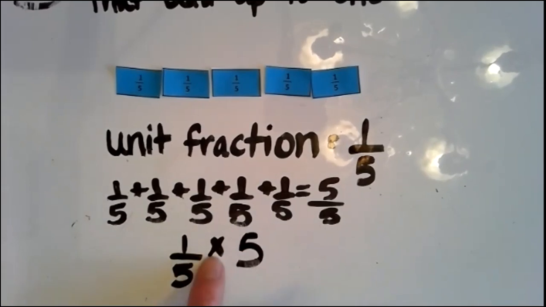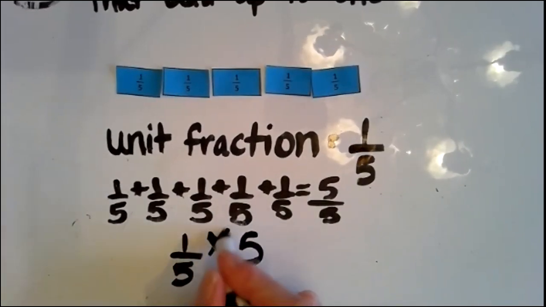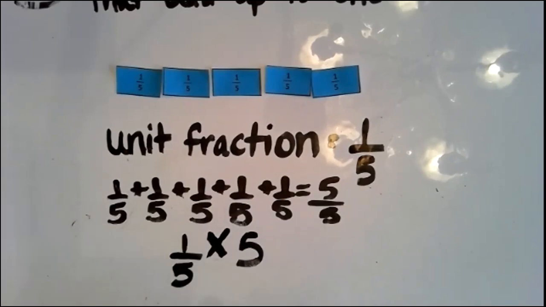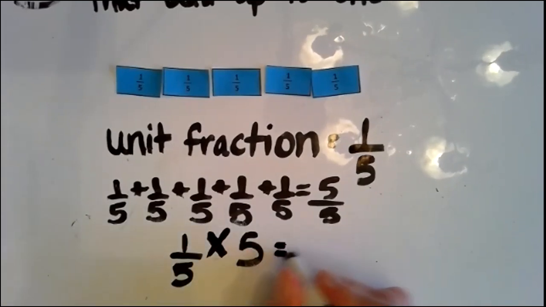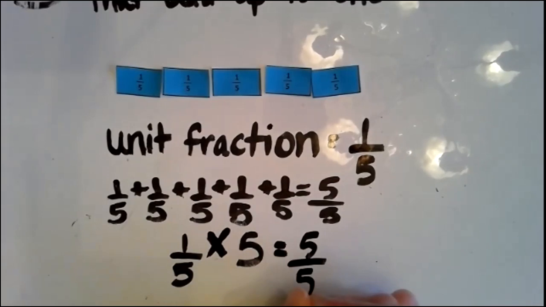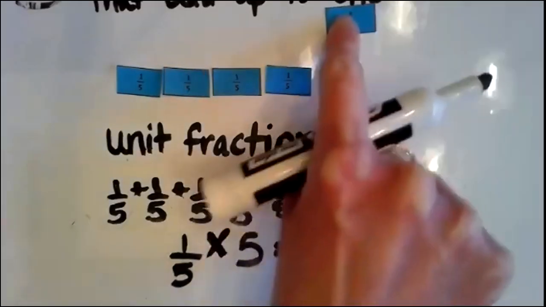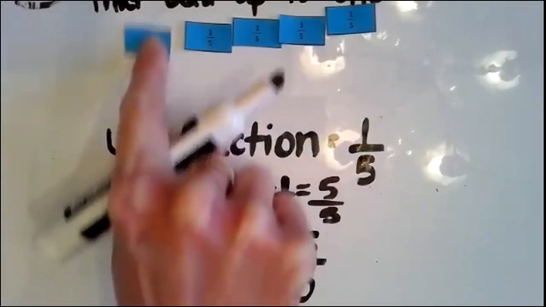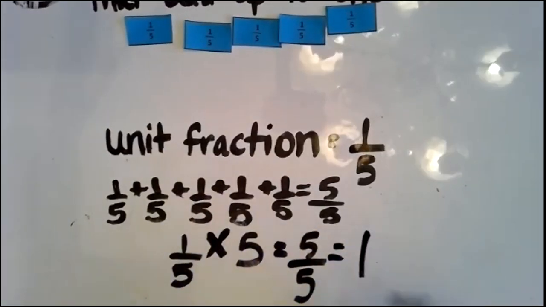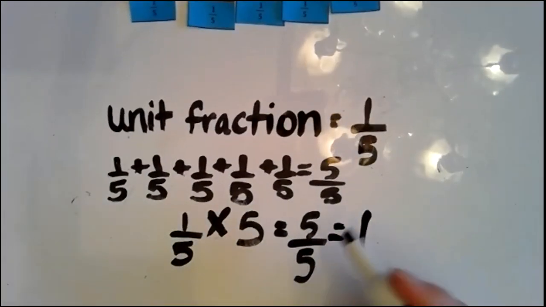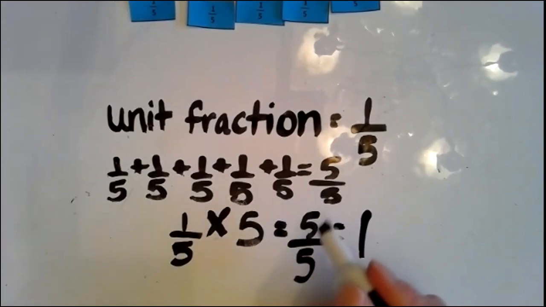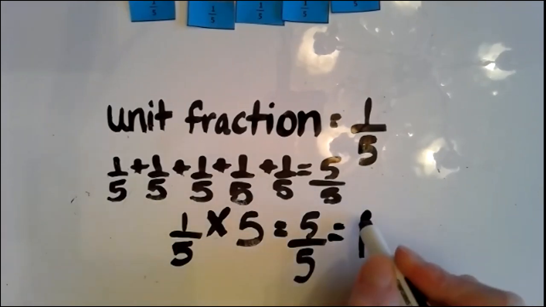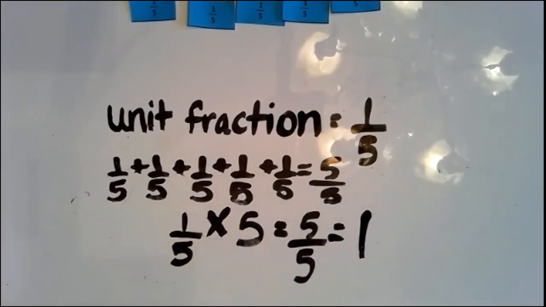It is 5 groups of 1/5, right? Remember, we learned multiplication means groups of. That equals 5/5, which if I were to eat all 5 of these pieces of this candy bar, I would have eaten the whole thing. Anytime your numerator, the top part of your fraction, equals your denominator, it is the whole, or it equals 1.